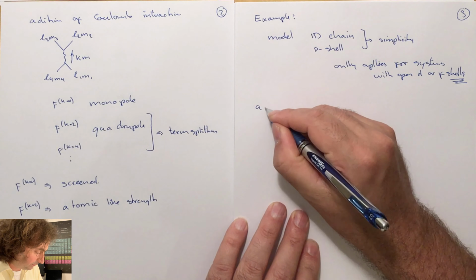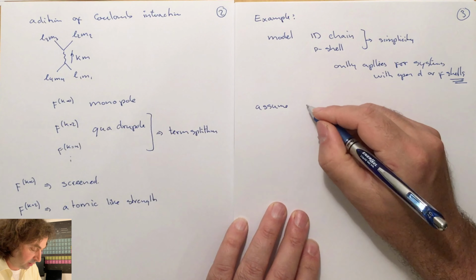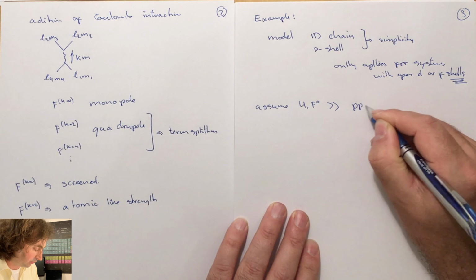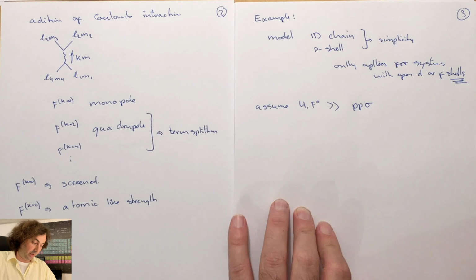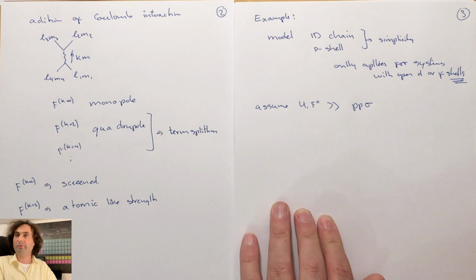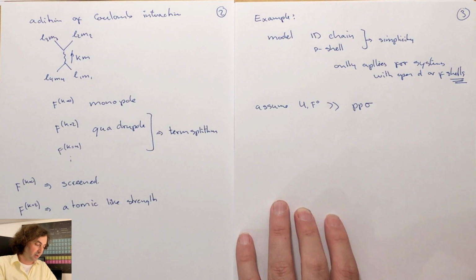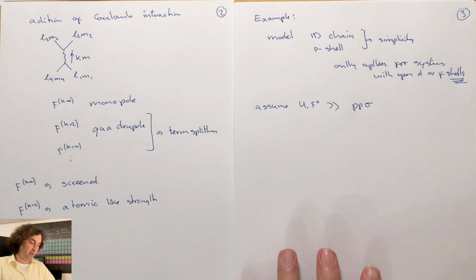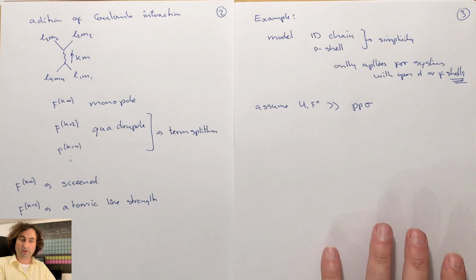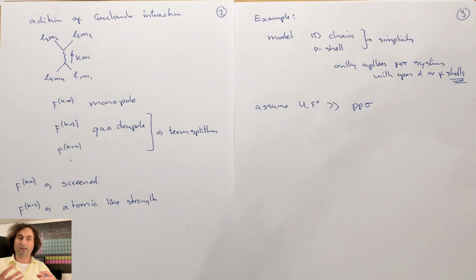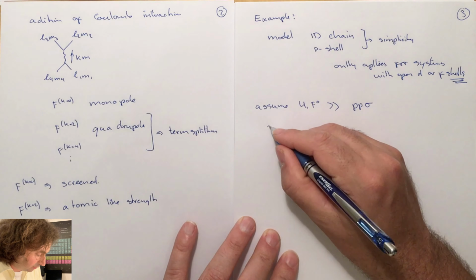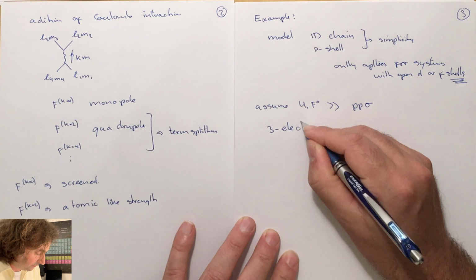So let's assume that U or F0 is much larger than our hopping pp sigma. And again, I do this for simplicity. Similar physics as what I describe here remains if the system is metallic, but when the system is metallic you have to average over many different configurations, whereas in the case where U is very large, you know that locally you will only have a single configuration, and that's what I'm going to use. And we assume in our model that we have 3 electrons per site.